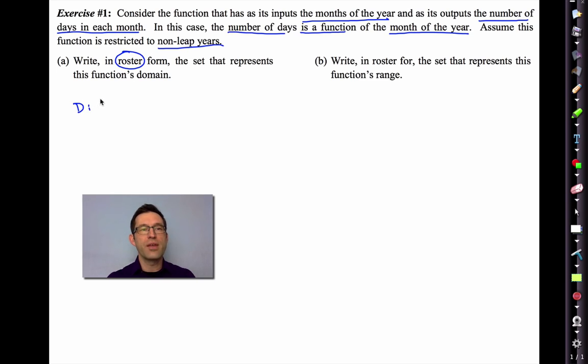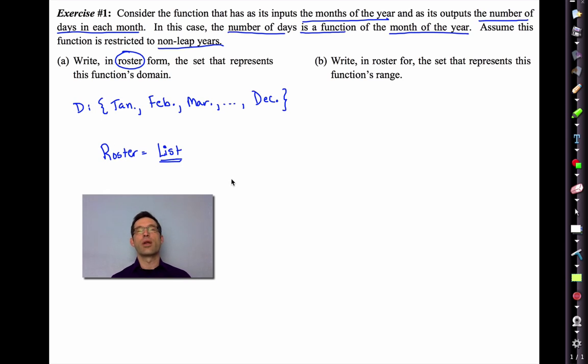Well, the domain are all the inputs. That's January, February, March, etc. I'm not going to write them all out. You get the picture. There's 12 of them, and December. A roster is simply a list. Now, very often, we cannot actually put domains and ranges in roster form because there are simply too many elements in the domain and range. Perhaps there's an infinite number of them. Perhaps we can't order them. Here, there's 12 of them, so we can write them out.